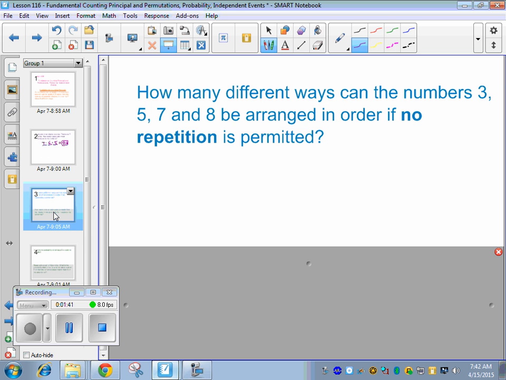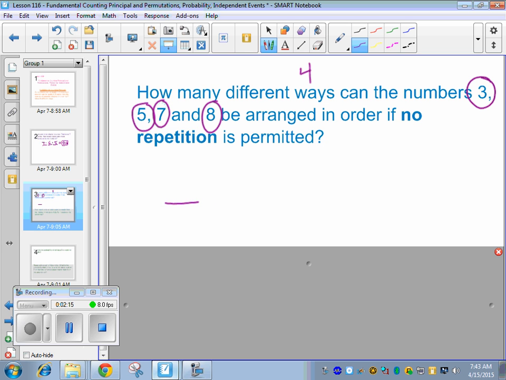How many different ways can the numbers 3, 5, 7, and 8 be arranged in order if no repetition is permitted? The actual numbers don't matter. You don't ever plug those in. What matters is how many different numbers we have. There are 4 different choices, and we want to arrange them in order, just like we were sitting in the chairs.